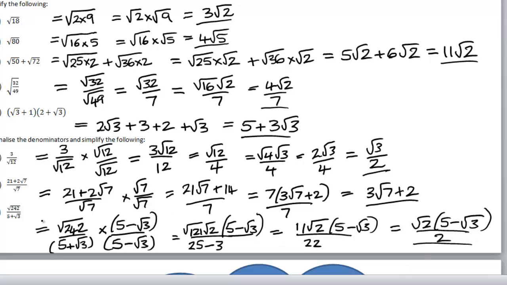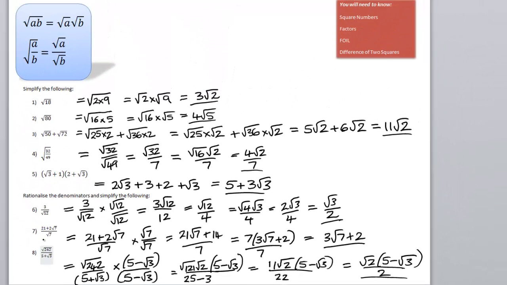So with the exception of that last question, question 8, all of those other sort of questions are potentially what could crop up at GCSE A-star style level. I hope you find that useful.